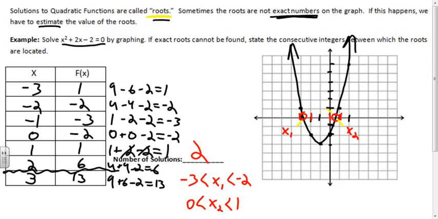So this is how we would write our solution set, with these two inequalities. And that's just, again, to show that we don't know exactly where it is. It's just somewhere in between those two points. If you wanted this one to be our x2 and this our x1, that's totally fine. You just have to make sure that they match up accordingly with where we have them on the graph.